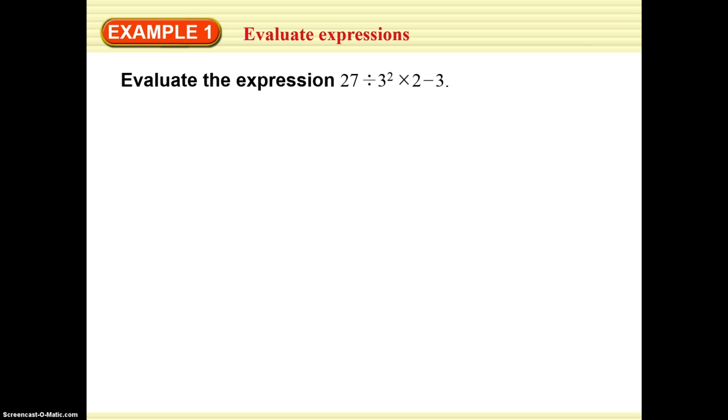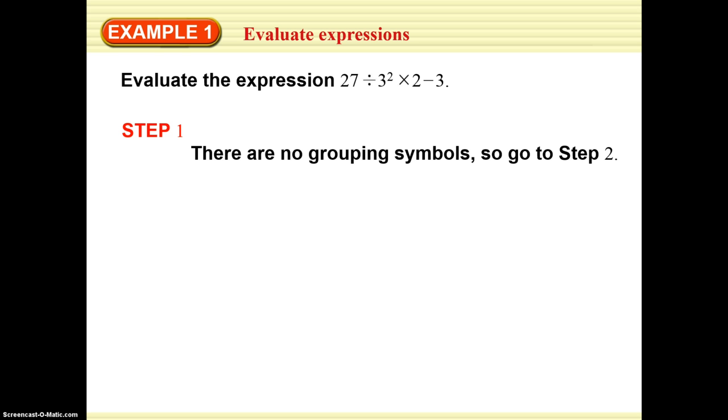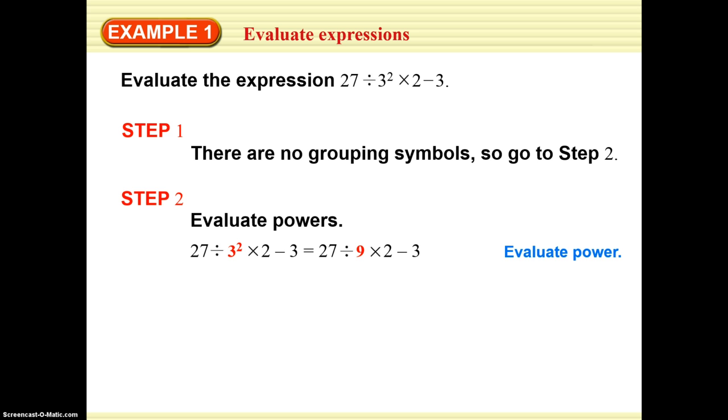Example 1. Evaluate the expression 27 divided by 3 to the second power times 2 minus 3. Step 1. Since there are no grouping symbols, you want to go to Step 2. Step 2 is exponents, so you want to evaluate any powers that you see. So we have 3 to the second power. 3 to the second power is 9, so we'll substitute 3 squared with 9.